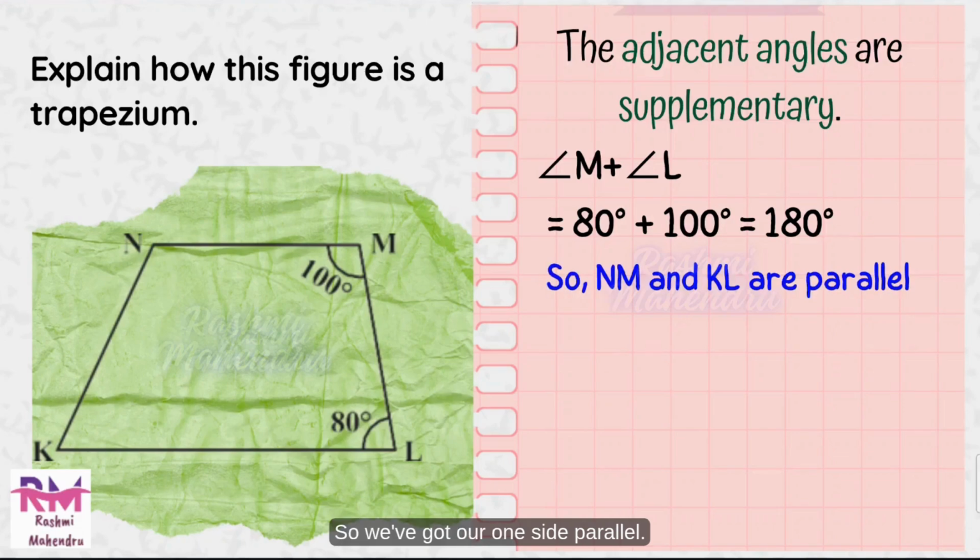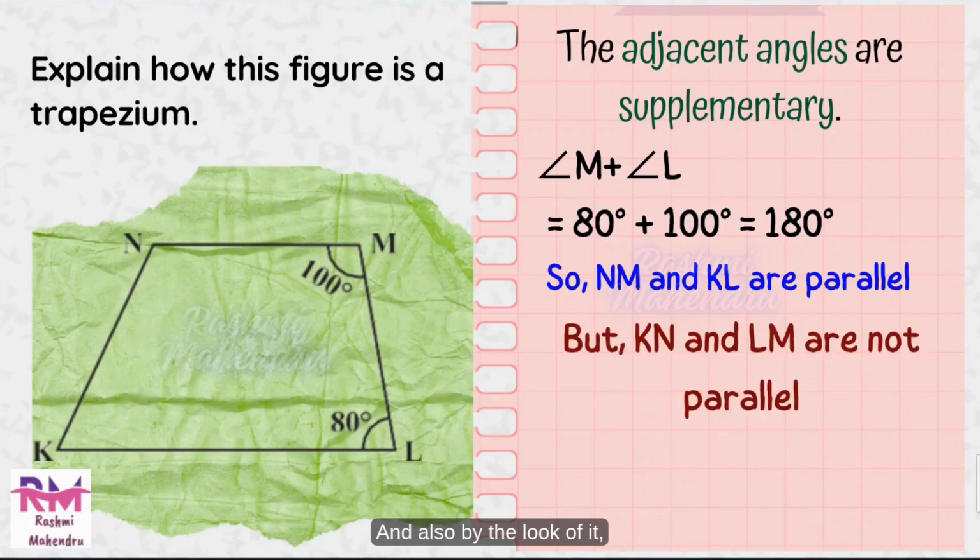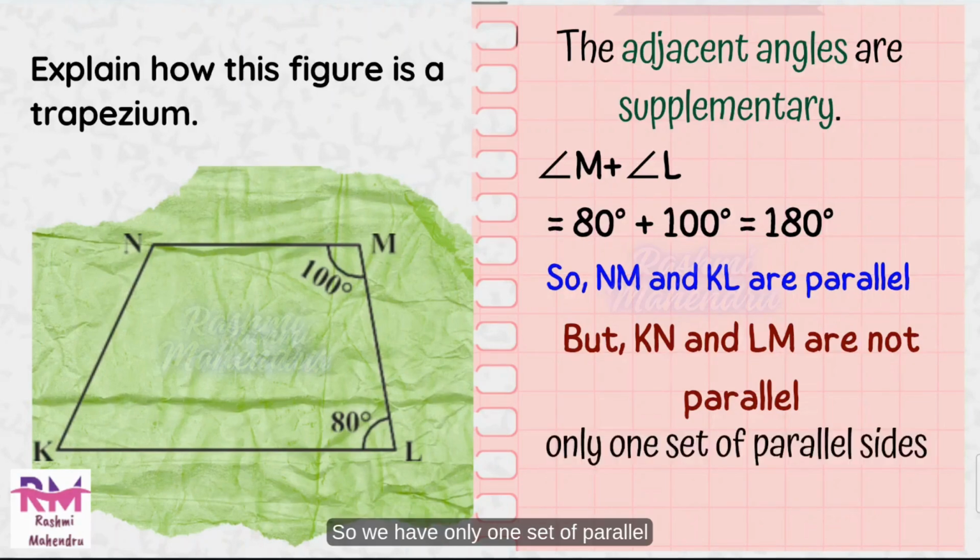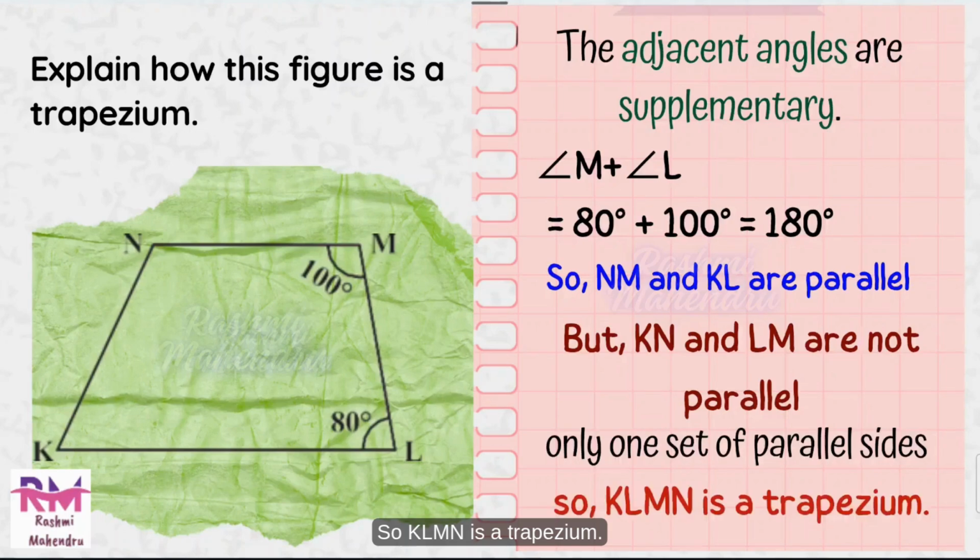So we've got our one side parallel. And also by the look of it, it is clear that KN and LM are not parallel. So we have only one set of parallel sides. So KLMN is a trapezium.